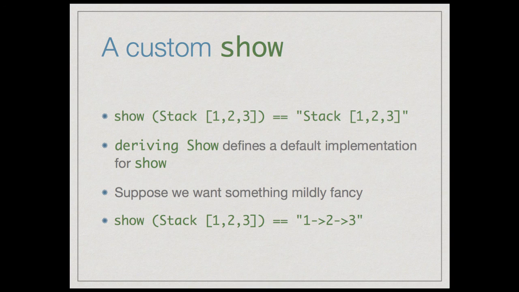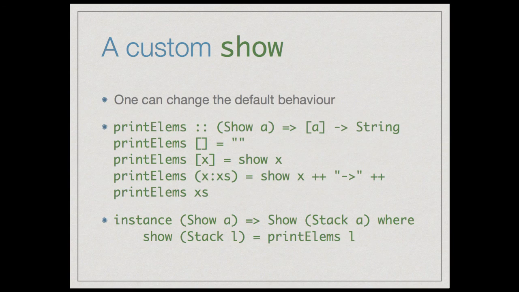This means that we would have to define our own custom show function. So one can change the default behavior of show as follows. We say instance Show A implies Show (Stack A). This declaration means that Stack A is an instance of the type class Show, provided A is an instance of the type class Show. Where the new definition of show, the small s show that we are defining, is show of Stack L equals printElements L.